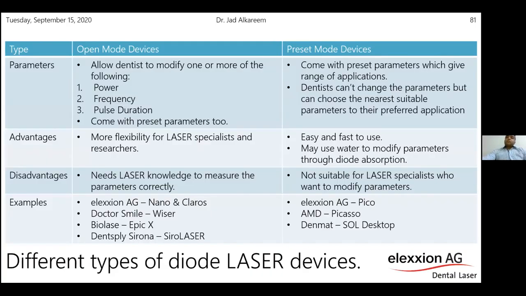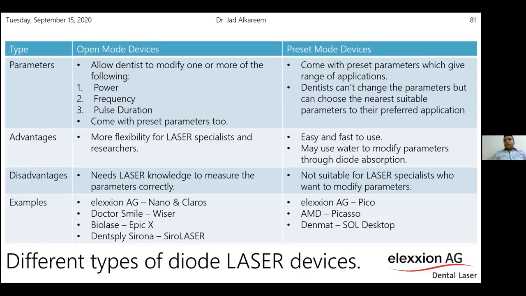So what is the advantage of both of them? With the open mode, you have more flexibility, especially for the laser specialists and the researchers who are doing some research and who want to know exactly how much power is coming out and which kind of bacteria or viruses were affected. So the open mode devices will give you more flexibility if you are very specialized in laser and if you are doing some research.